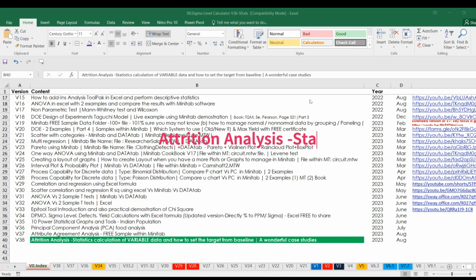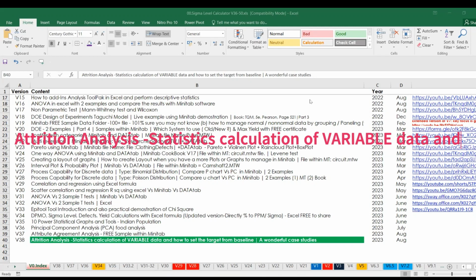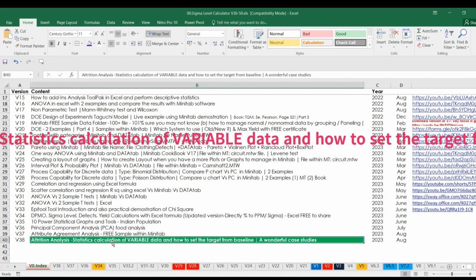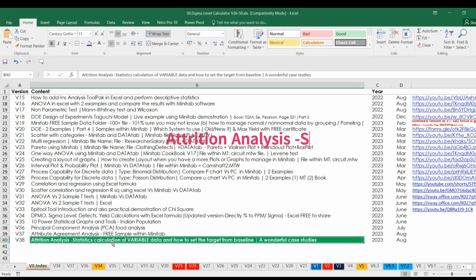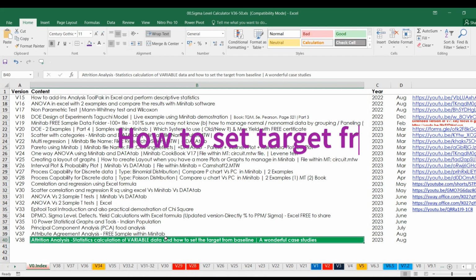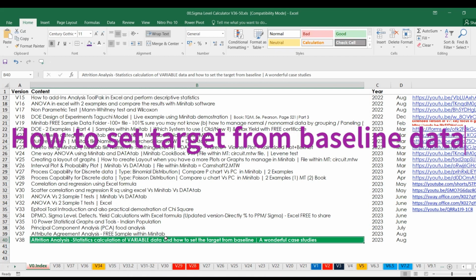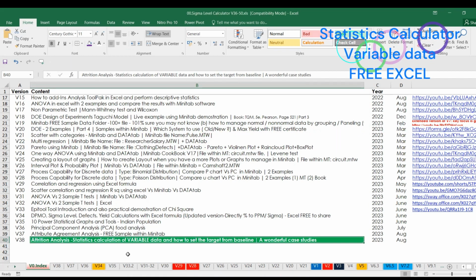Attrition analysis is what we are going to discuss today, in statistical calculation of variable data: percentage, how we can calculate GST, ZLT, PPM, and things like this, and, more importantly, how to set the target from the baseline data. A wonderful case study, I would like to vouch for this. Let's get into the discussion about how, from the attrition data, we can calculate the target, right?